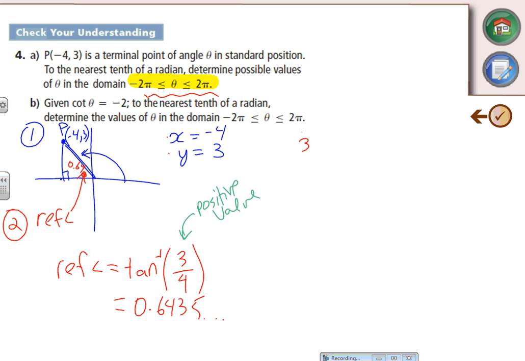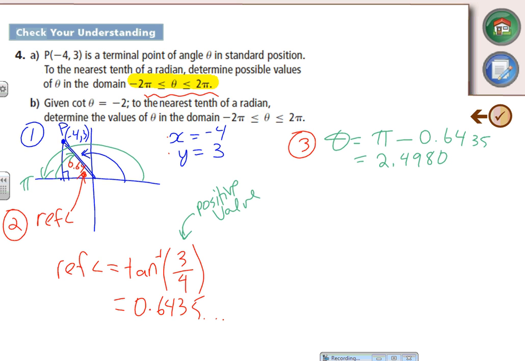Now step 3 is going to be to solve, to come up with the answer. I know that all the way to the axes there is pi. But that's too far. I've got to come back wherever my reference angle is. So my answer for theta in the positive direction is pi minus 0.6435, which is equal to 2.4980. That's the positive one.